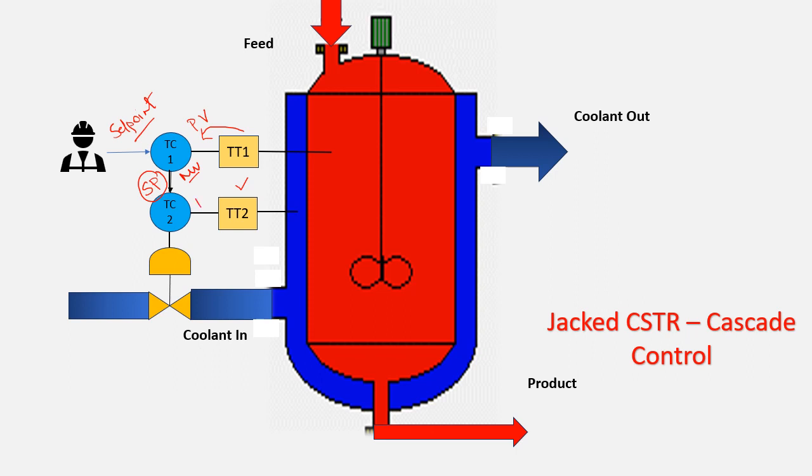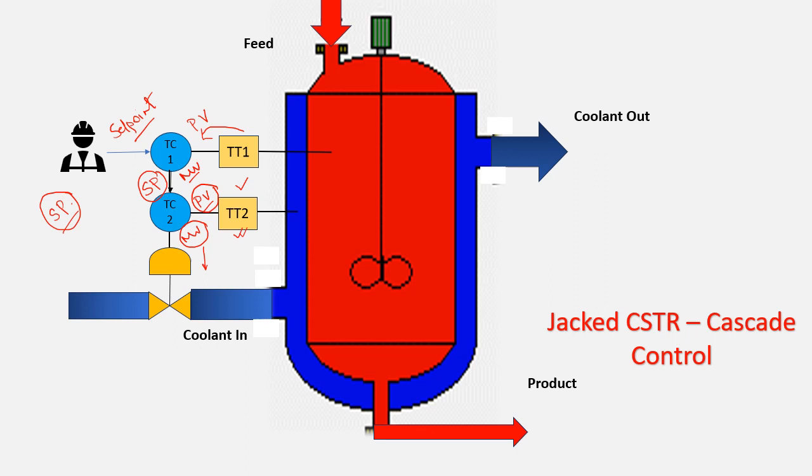And to this temperature controller, the PV will come from the second temperature instrument that measures the coolant temperature. This will generate an MV, and this MV will go to the valve. So whenever there is a disturbance in the coolant temperature, TT2 will detect that variation and send that information to TC2. Now TC2, based on the SP it is receiving from TC1, will adjust its output. If TT1 is showing a constant value, then this SP will be constant, but the PV is varying, so the MV will vary, and it will adjust the flow accordingly so that the TT1 temperature can remain constant.